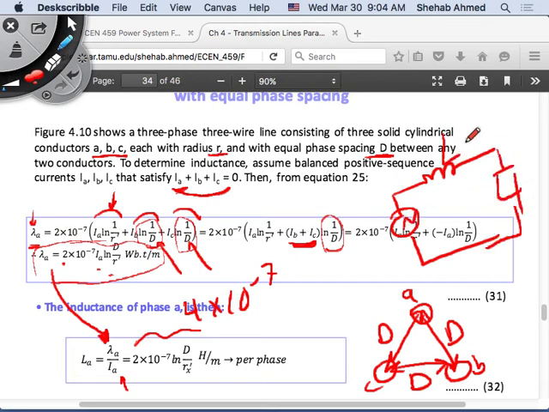Now I have an LA, my source, and my load. This LA is half what I had before for the single-phase system. So this is a big advantage of three-phase system. Right? Huge advantage of three-phase system. We're okay with this?